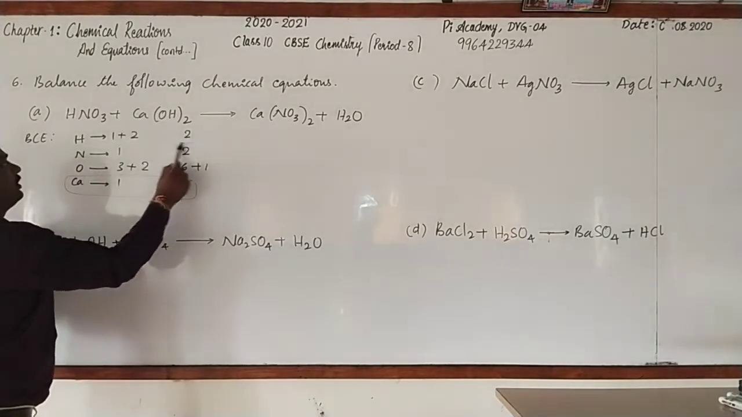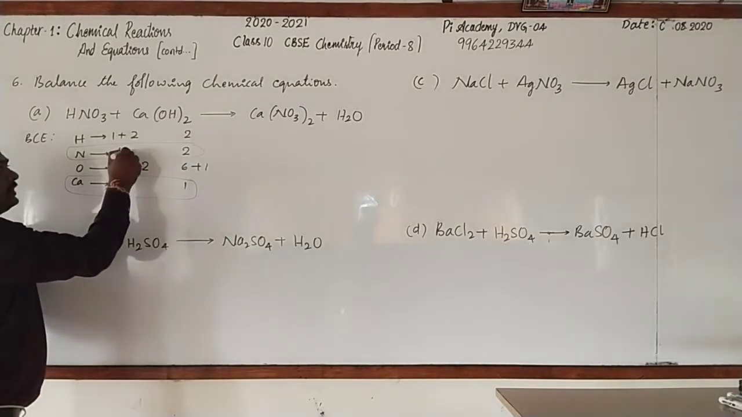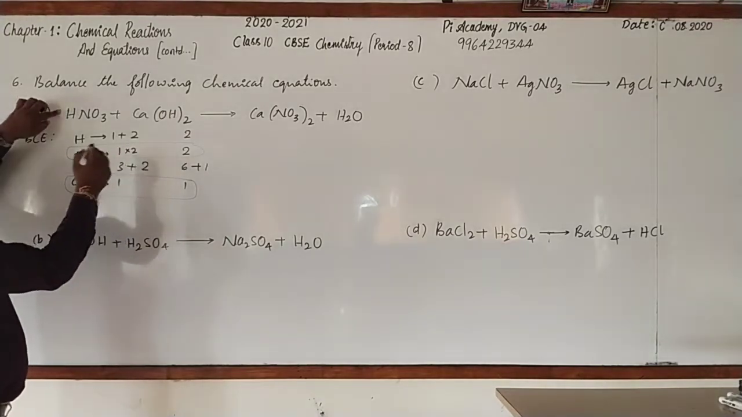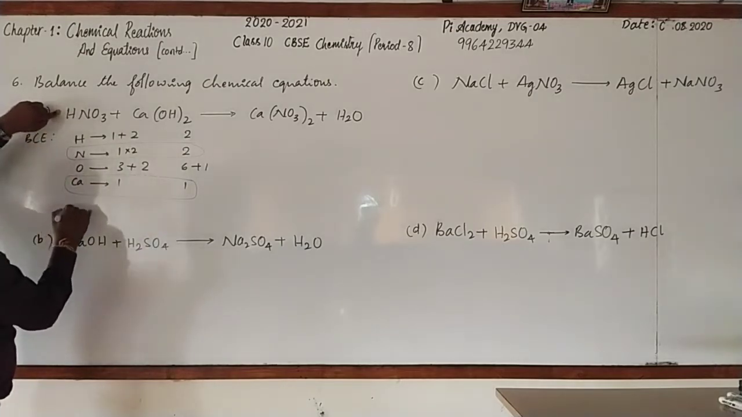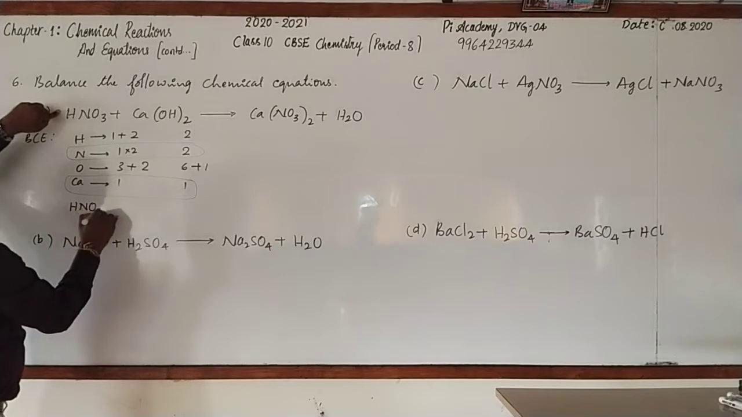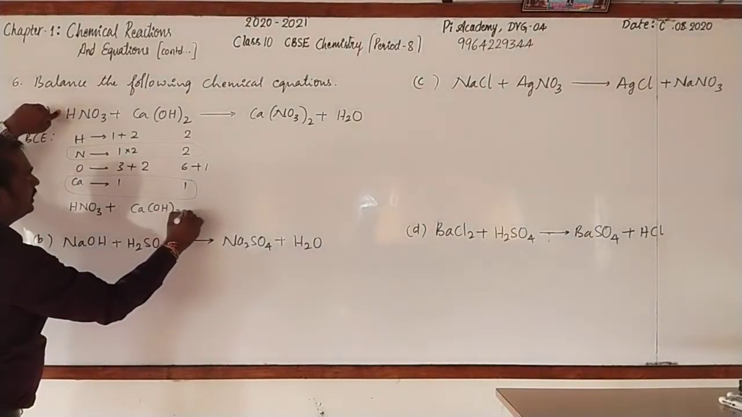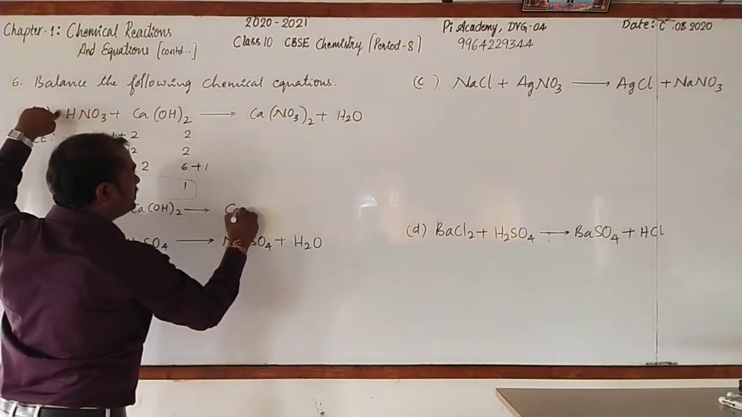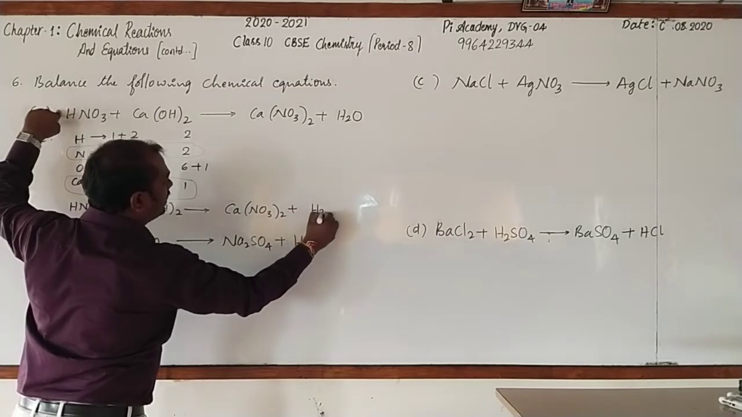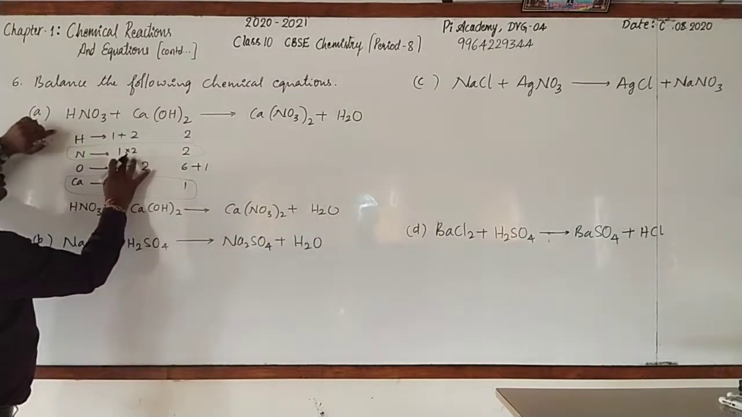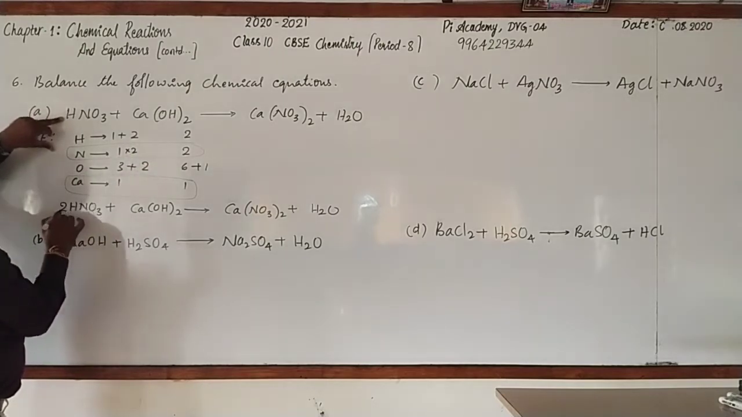Hence we shall go for nitrogen. What should be multiplied here? It is 2. Where? On reactant side or product side? It is on the reactant side. Here on right, see that HNO3 plus CaOH twice gives rise to CaNO3 twice plus H2O. Here 2 should be multiplied to the nitrogen side. It is here on right, 2.